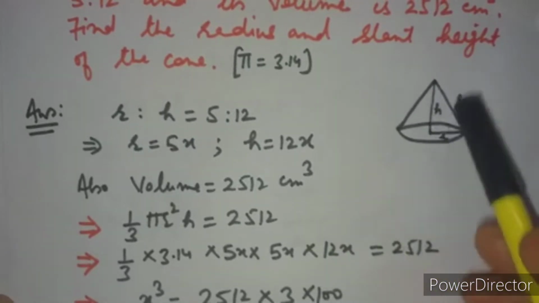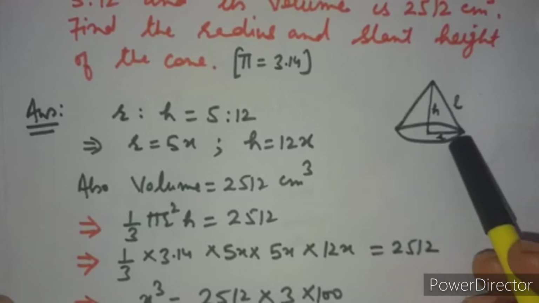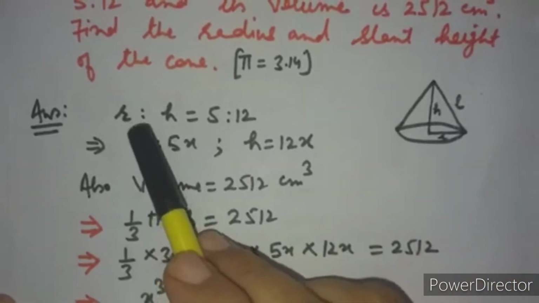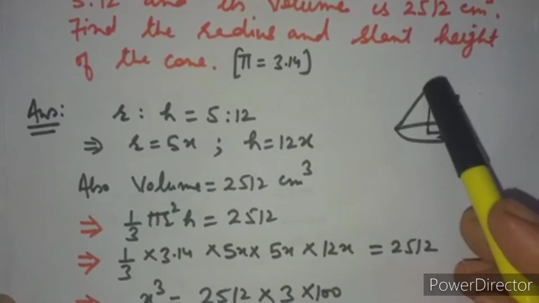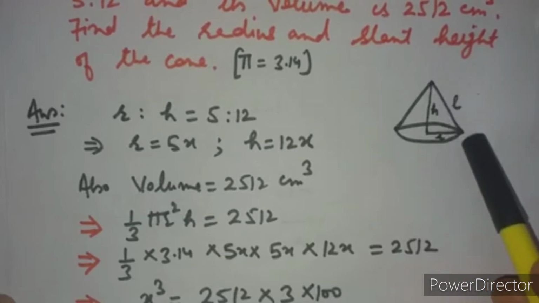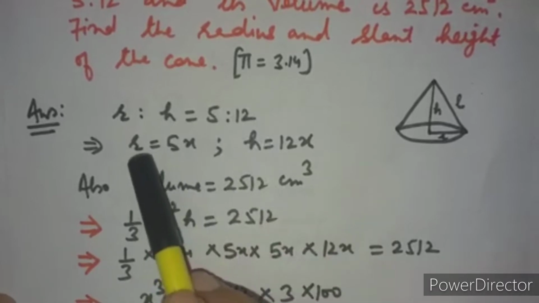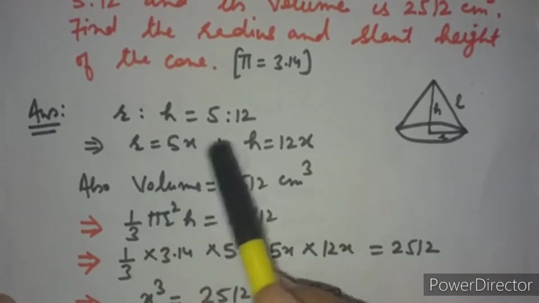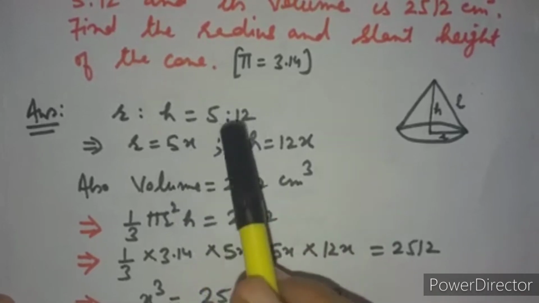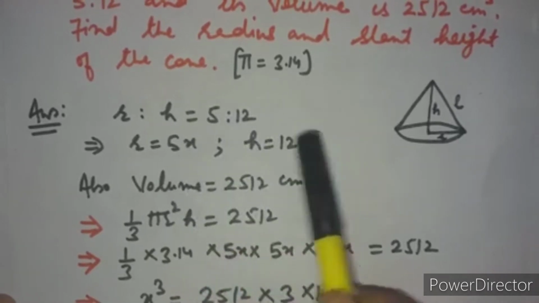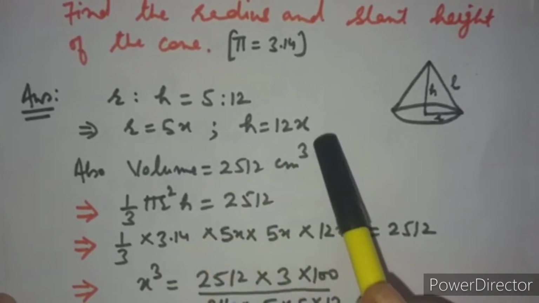Otherwise not necessary, but you can do such questions with the help of a figure, otherwise it is not required, right? So the ratio between radius and height is 5:12. Let this be the radius of the base, h be the height, and l be the slant height of this cone, right? So we are given the ratio, means we can suppose our radius to be 5x and height to be 12x. Whenever ratio is given, we can multiply both parts of the ratio with a constant, that is x here and x here. Okay, so we have got the value of radius and height.